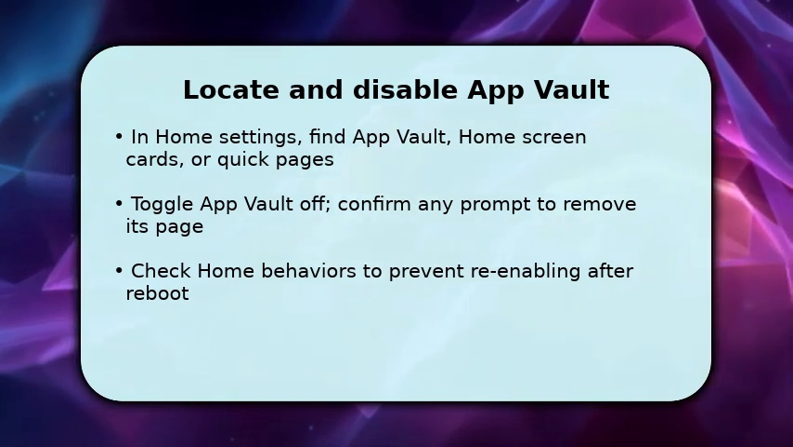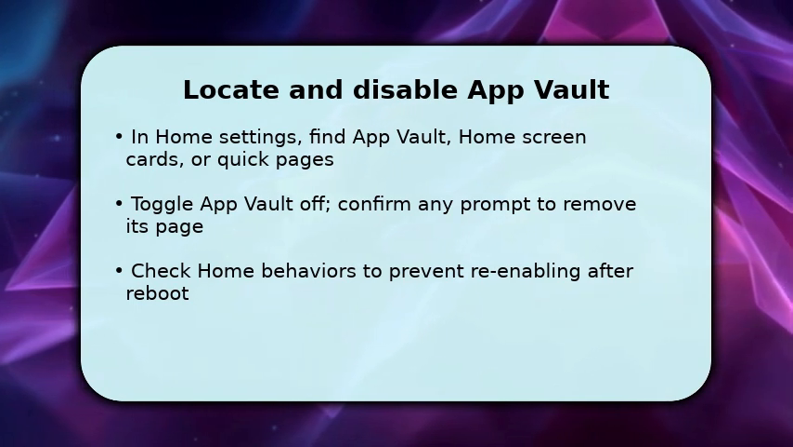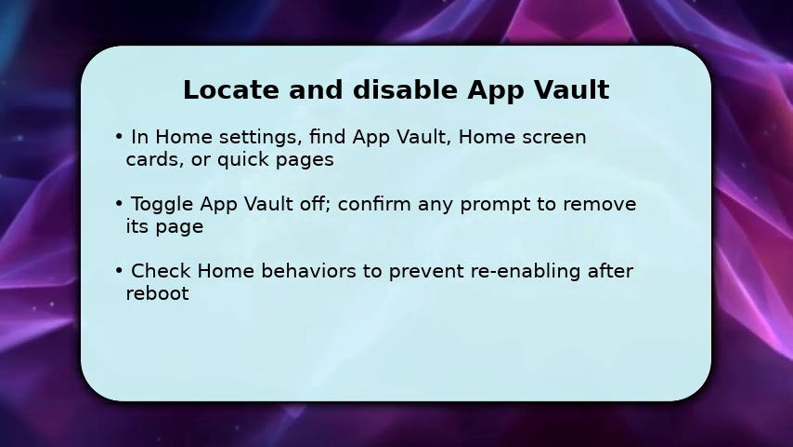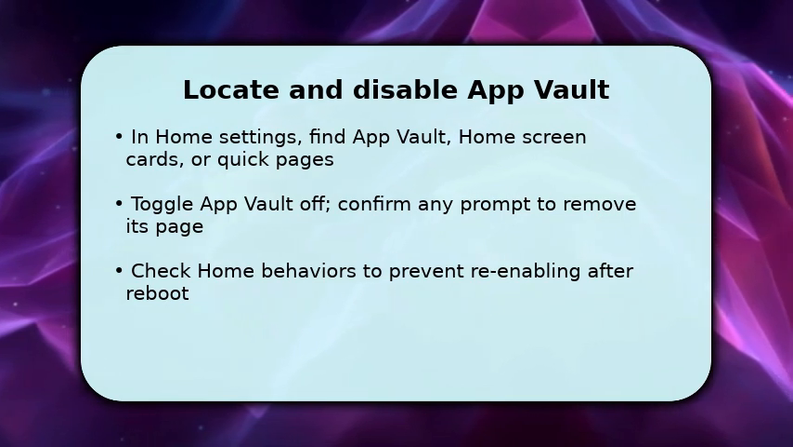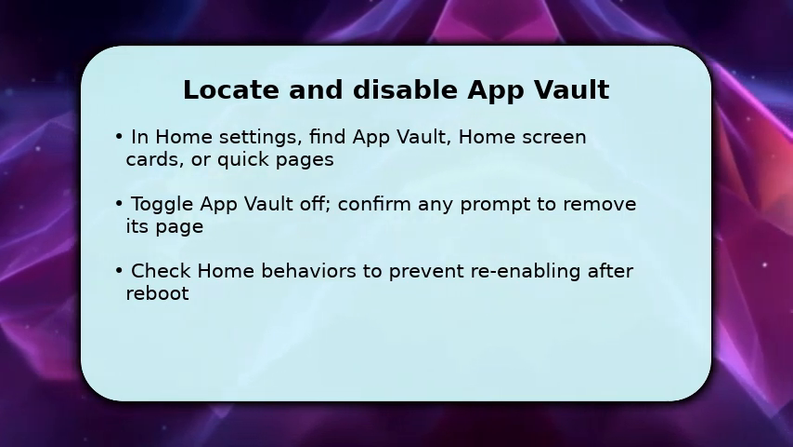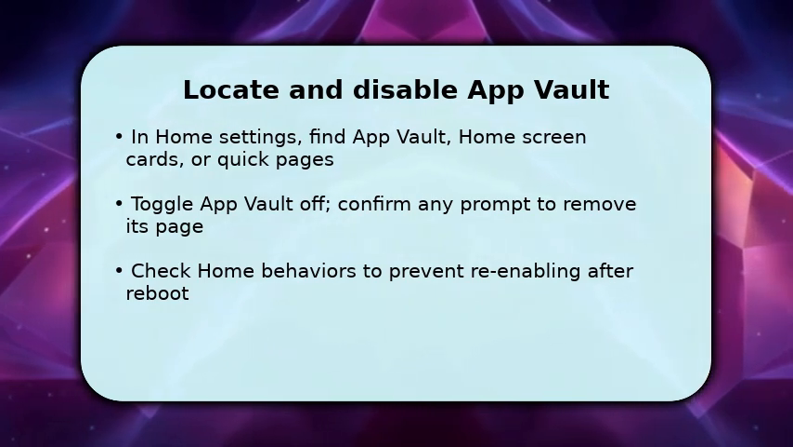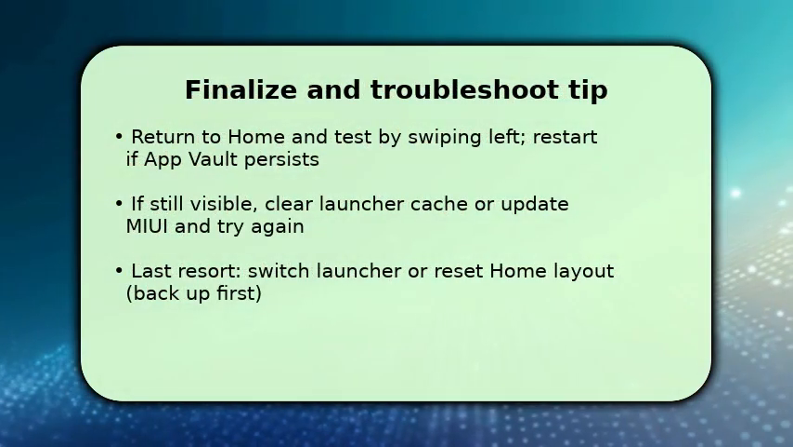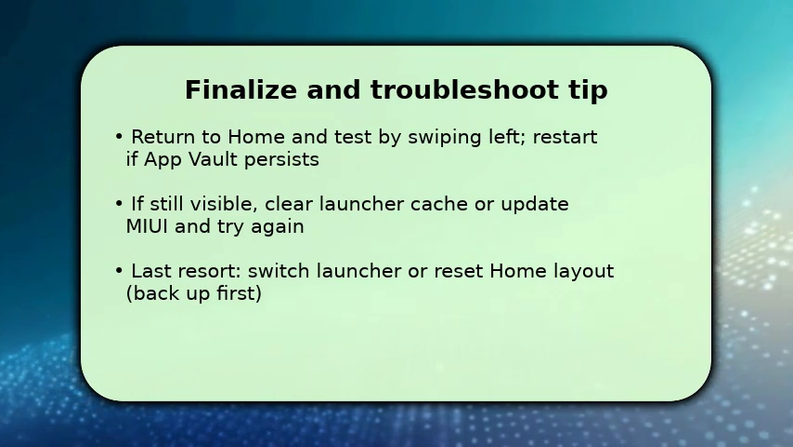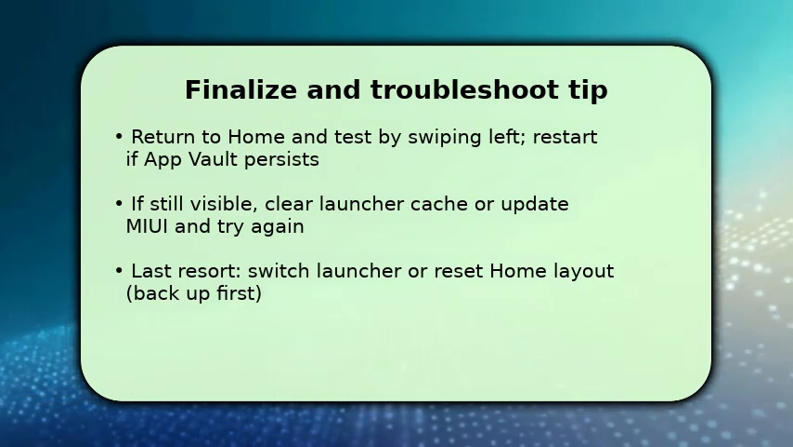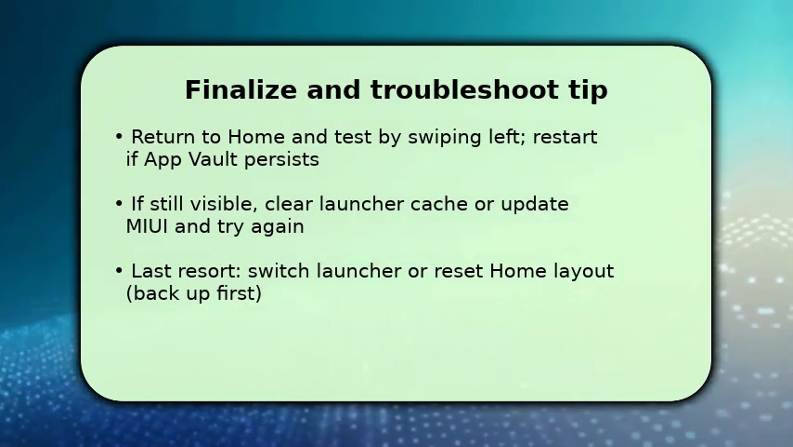Once disabled, you should swipe left to verify that the App Vault page is gone. Also, make sure any related settings like gestures or shortcuts that reactivate it are turned off, because those can re-enable the panel if left unchanged. Finish by returning to the home and swiping left to confirm App Vault is removed. If it persists, restart the device and check again.